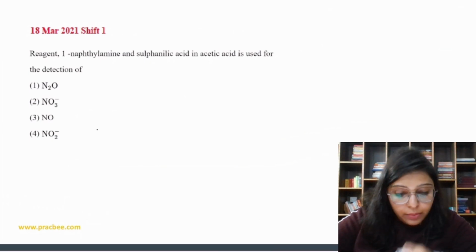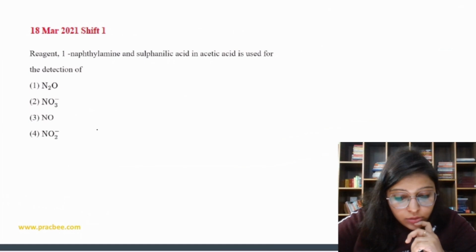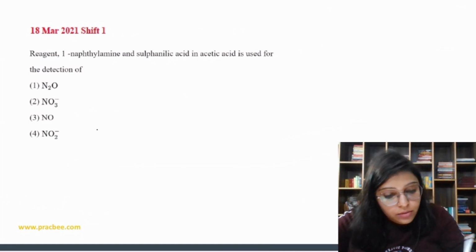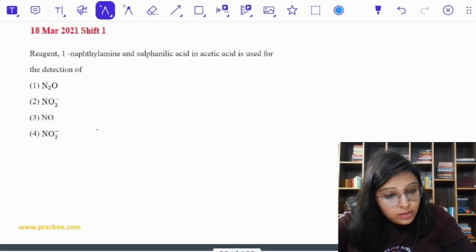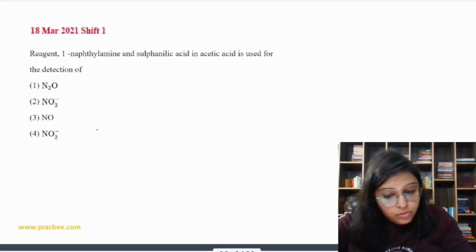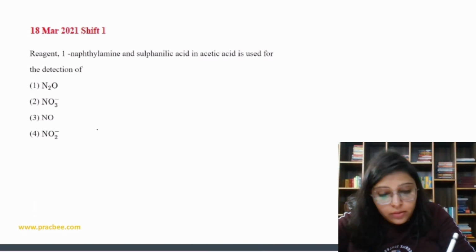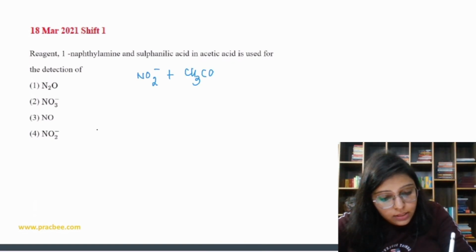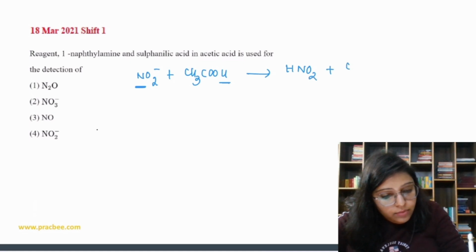The question: the reagent 1-naphthylamine and sulfanilic acid in acetic acid is used for the detection of what? So the answer of this question is NO3 minus. Okay. So this is actually not NO3 minus, it is NO2 minus, right? So what happens? NO2 minus in the presence of acetic acid takes H plus and forms HNO2, and we get CH3COO minus.